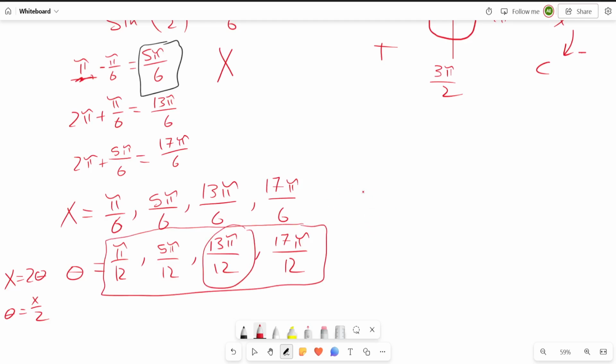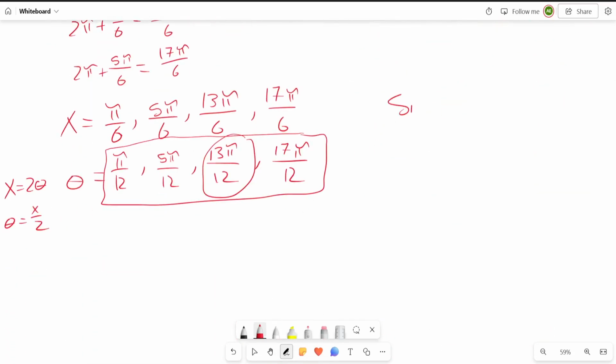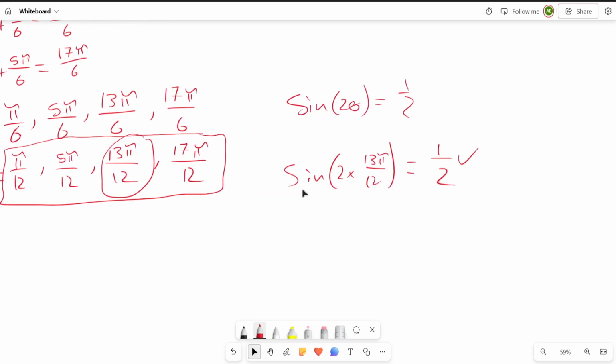Let's say we want a sine. Our question was sine 2 theta equals half. So my theta is 13 pi over 12. So let's try sine times 2 multiplied by my theta, which is 13 pi over 12. This should give me half if I put it in the calculator, and I would encourage you to do the same. It will give me an answer of half. So I know that my answer is correct.